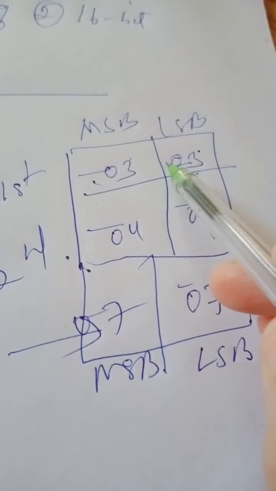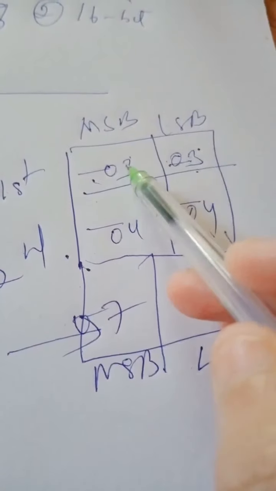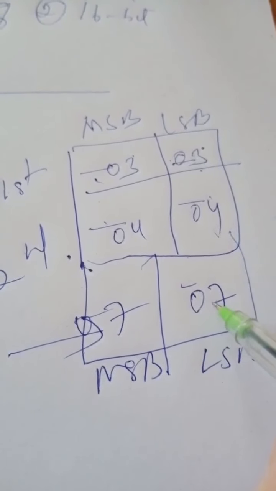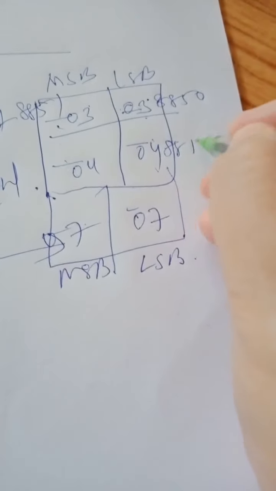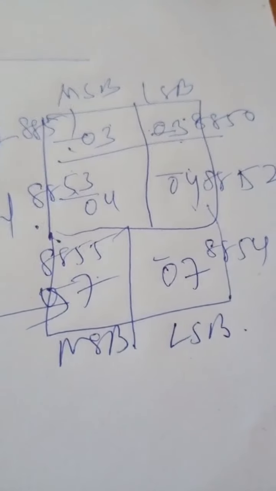Means 8850, 8851, 8852, 8853, 8854, 8855. So like this we will store in memory locations 8850, 8851, 8852, 8853, 8854, 8855. Okay, we will store.